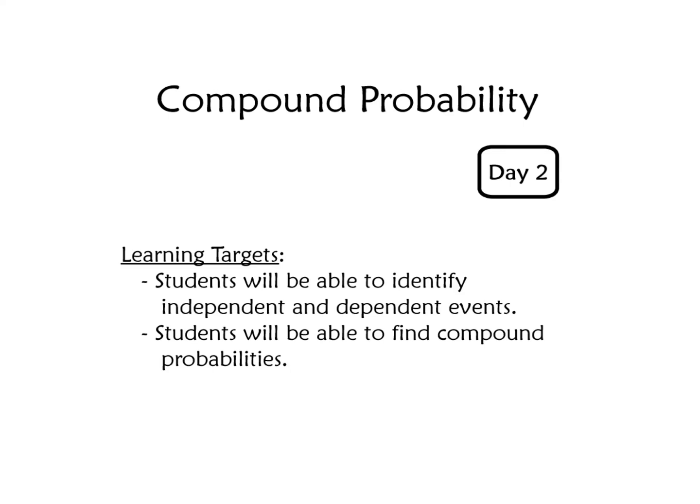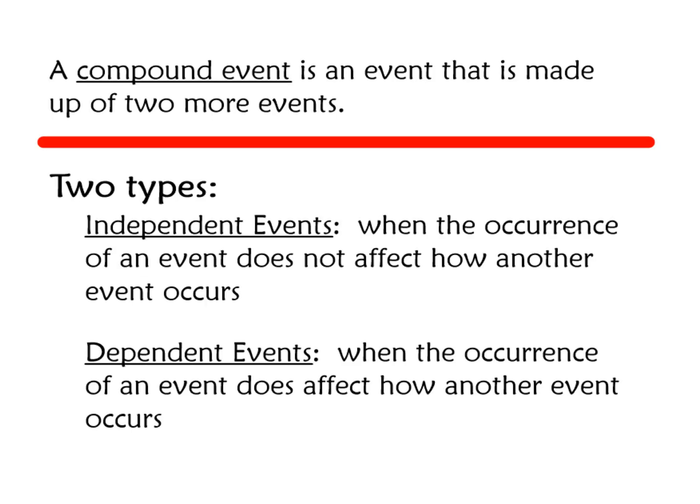Today we're going to talk about something called compound probability. A compound probability or a compound event is just more than one event happening, so two or more events happening kind of simultaneously. When we're talking about compound events, we have two different types. We have independent and dependent.